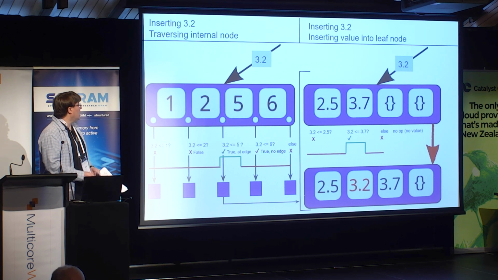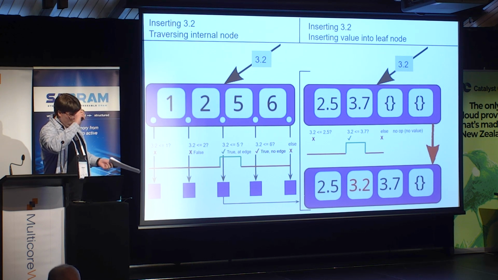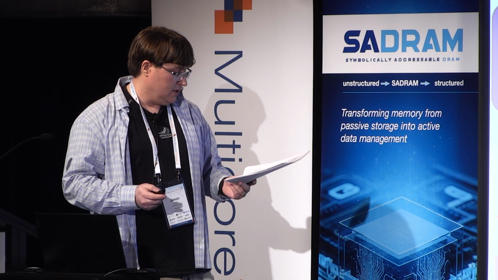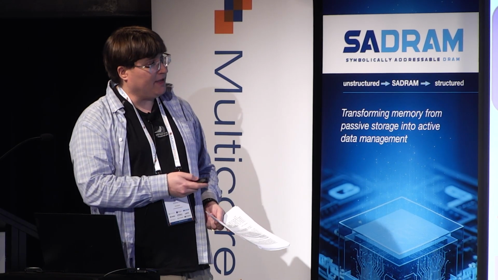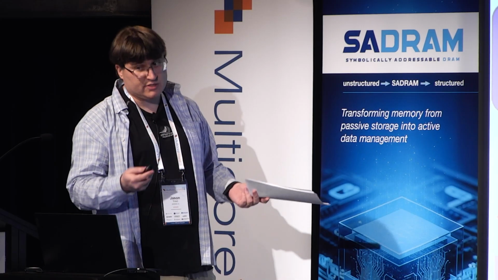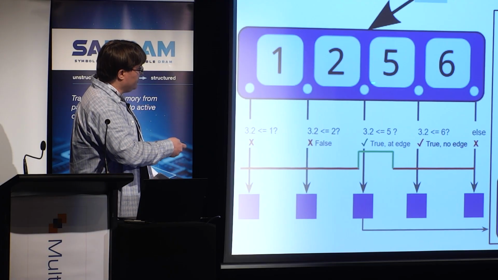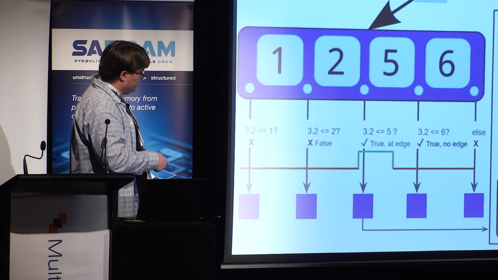So we interpret that as locating the edge in the comparison results. The edge is where we stop getting less than results and start getting greater than or equal to results. So for 3.2, obviously the edge is between 2 and 5. And here's the edge line right there.